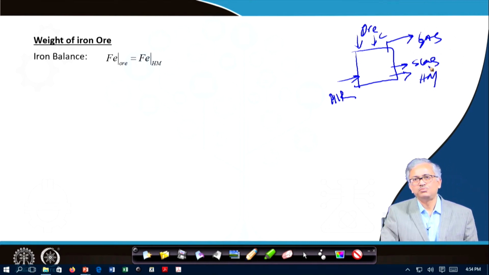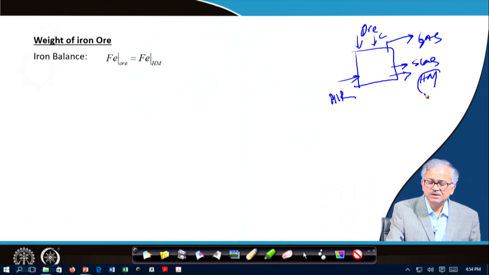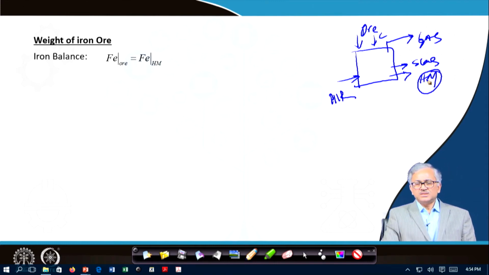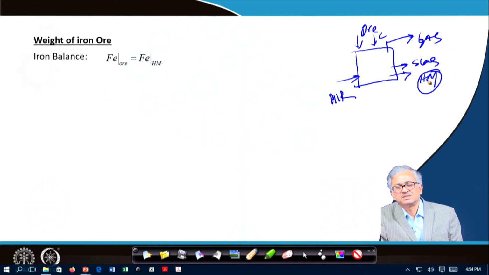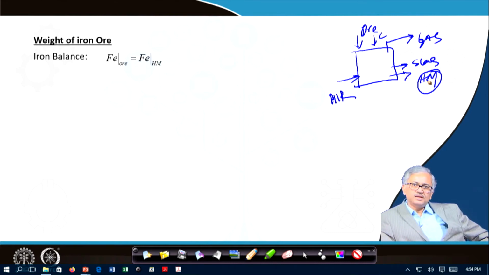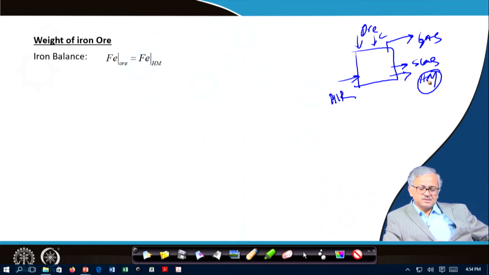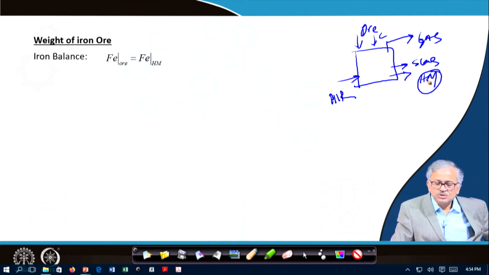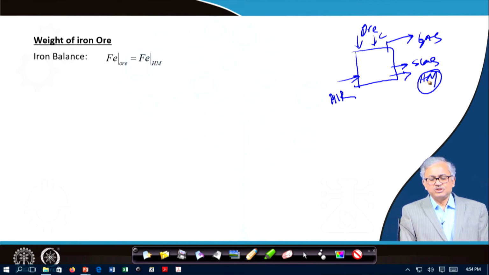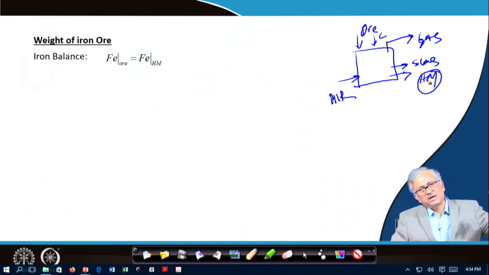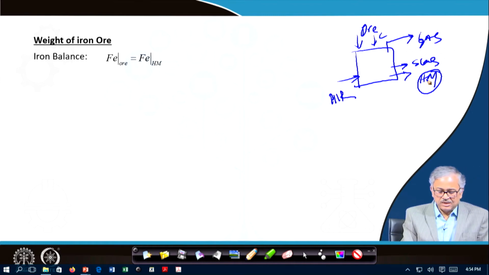These are the outputs from a blast furnace. The hot metal contains the iron, and in the blast furnace the slag does not contain iron, because it is a highly reducing atmosphere. It is unlikely that iron will be there in the slag. In fact, the slag is devoid of any FeO. You cannot find any trace of iron oxide in blast furnace slag because it is highly reducing. So you can assume that the iron is only passing through the hot metal. Whatever iron comes in by the ore, all of it goes through the hot metal. That is the simple iron balance.